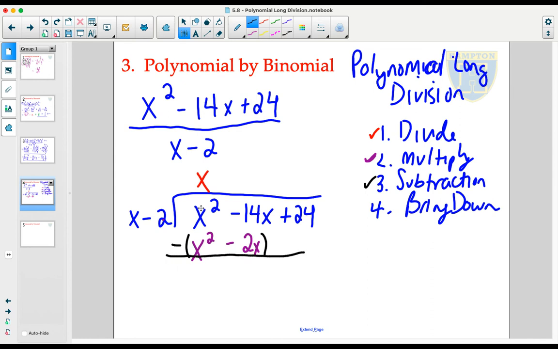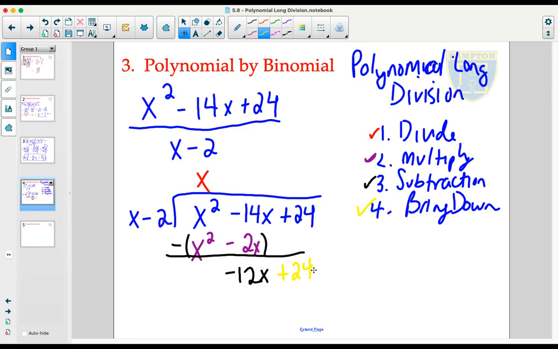When I do that subtraction, as you might expect, the x squareds will go away. Negative 14x minus negative 2x, you want to be very careful with your signs here. Negative 14x minus negative 2x turns into negative 14x plus 2x, and the result of the subtraction is negative 12x. The last piece is to bring down the term that's left over. So in this case, we're going to bring down the positive 24.